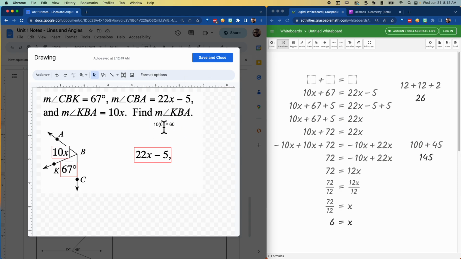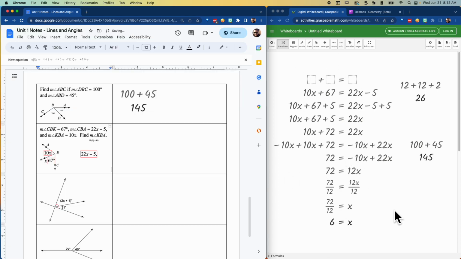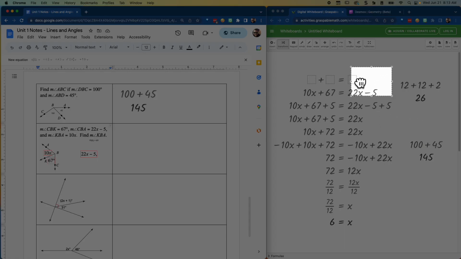So there, we found it. 10 times 6 is 60. So now I have some work in the picture and I have some work in this solving equation here as well. Let's take a picture of my work from solving the equation.